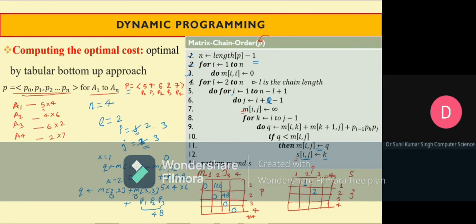Similarly, you'll increase the value of I. Now it will become 3, and you will perform the similar operation. Then this time you are going to get this value 84, and the value of K will be 3.